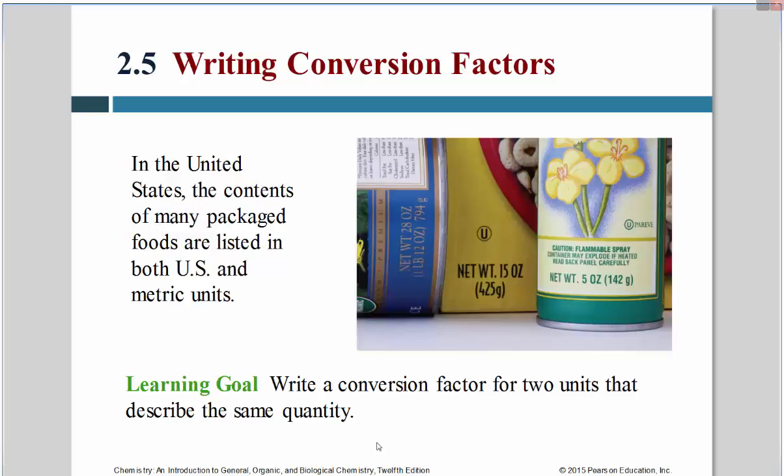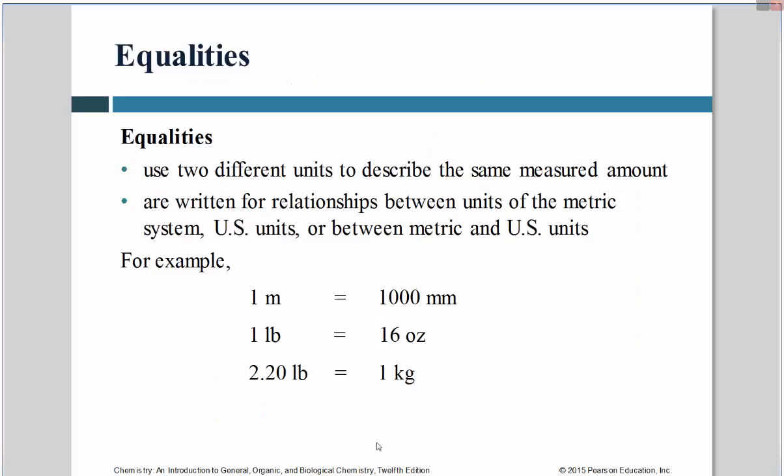In this tutorial, we will be discussing how to write conversion factors. Conversion factors are derived from equalities, which means something is equal to something else. For instance, 1 meter is equal to 1,000 millimeters, or 1 pound is equal to 16 ounces. When something is equal to something else, we can then turn this into a fraction. And then those fractions are used for conversions.